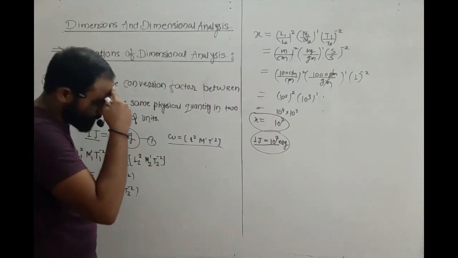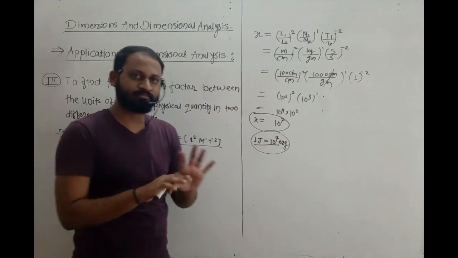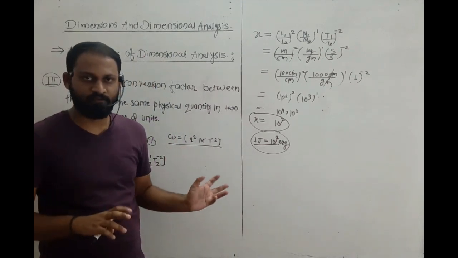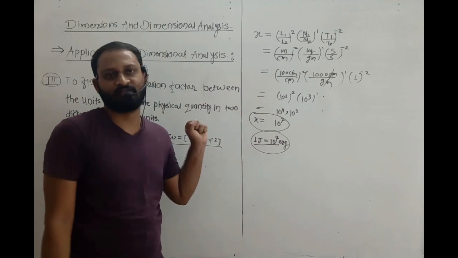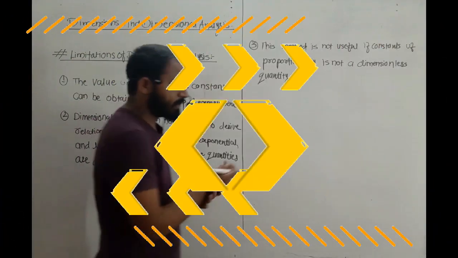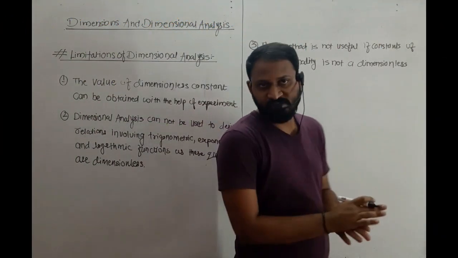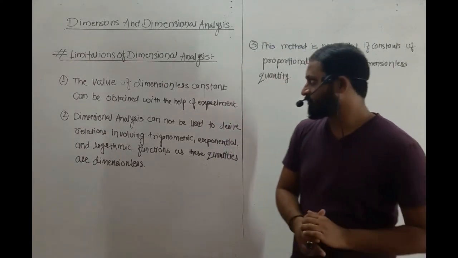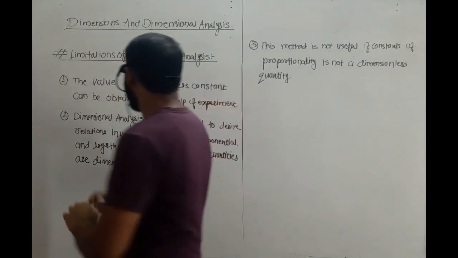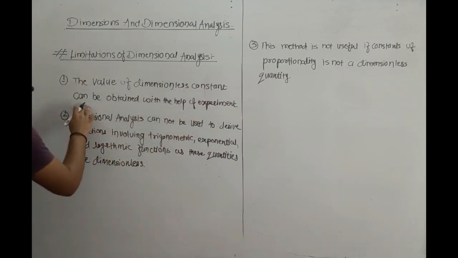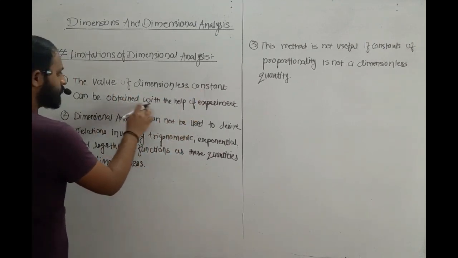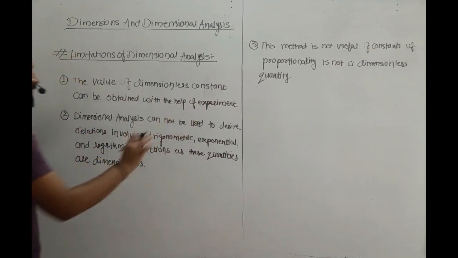Now see, we have seen all the applications. Now we will see the limitations of these applications. Limitations of the dimensional analysis. Now see the first limitation. The value of a dimensionless constant can be obtained with the help of experiment only.